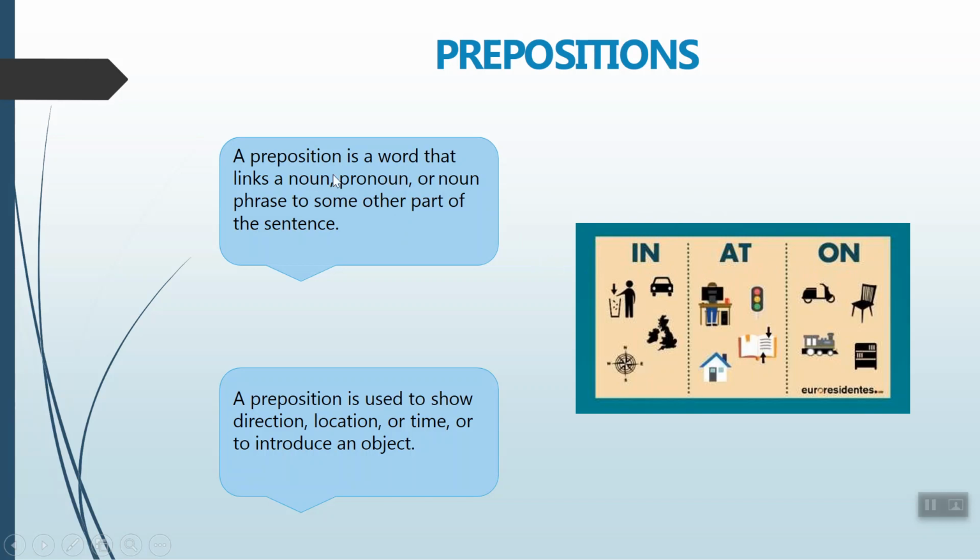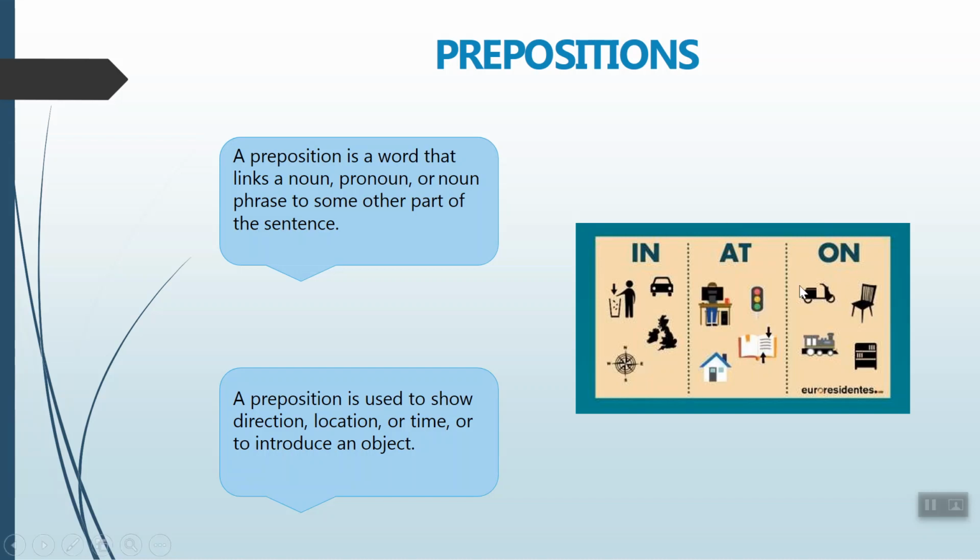A preposition is a word that links, that connects a noun, pronoun, or noun phrase to some other part of the sentence. When do we use it? To show direction, location, or time, or to introduce an object. So we use it to show direction, location, time, etc.